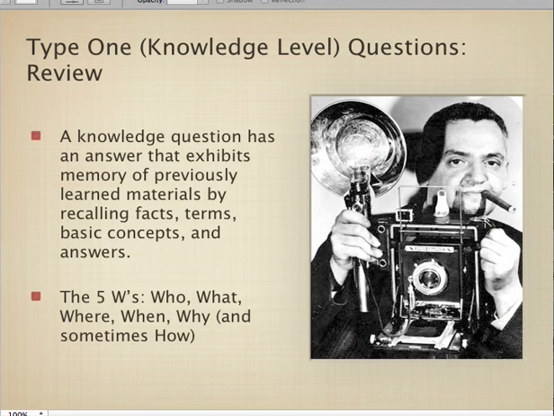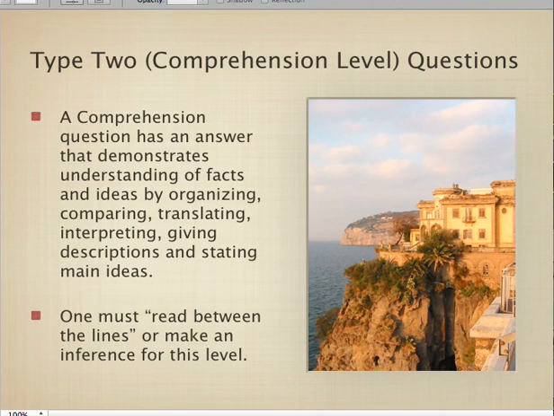So yesterday, or your last blog, excuse me, you looked at type 1 knowledge level questions. So in case you were wondering, I've included a reporter here because type 1 questions are reporter questions. They're knowledge based. And a knowledge question is an answer that exhibits memory of previously learned materials. You're recalling information, or you're answering the 5 W's. Who, what, where, when, and why, and sometimes how, which unfortunately doesn't get to hang out with the other 5 W's. But we're looking at type 2, comprehension questions.